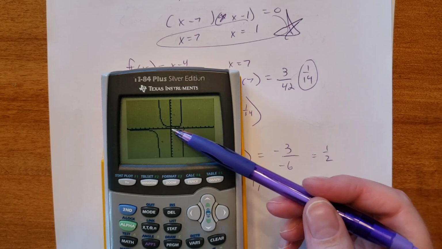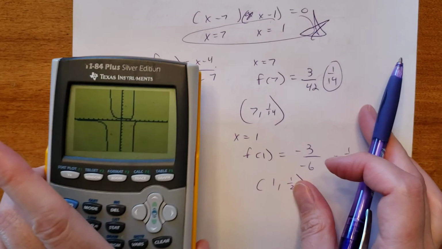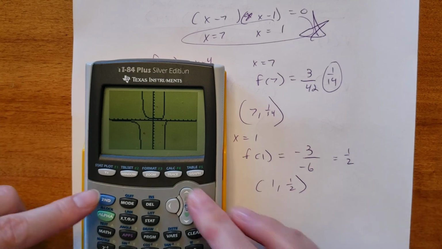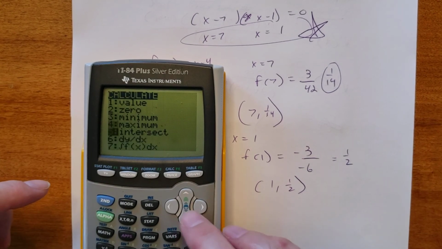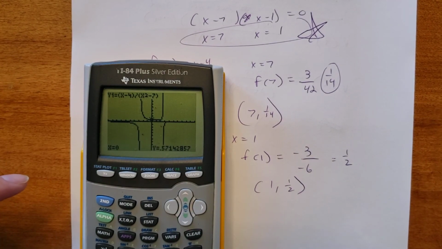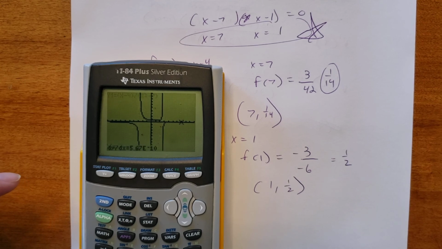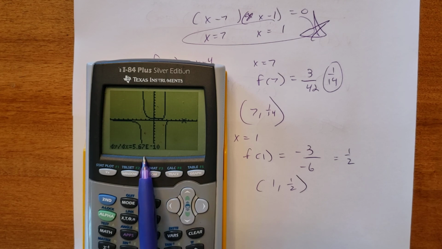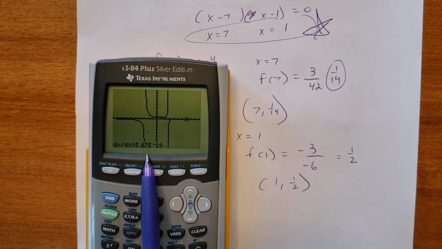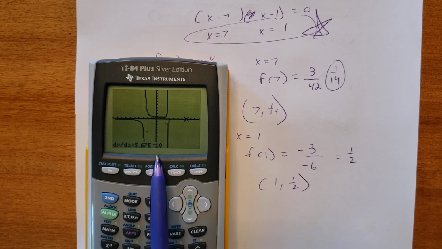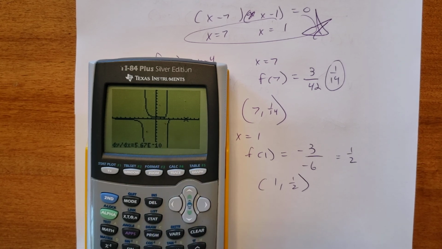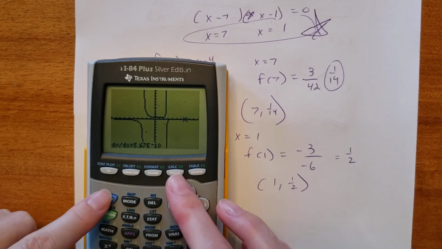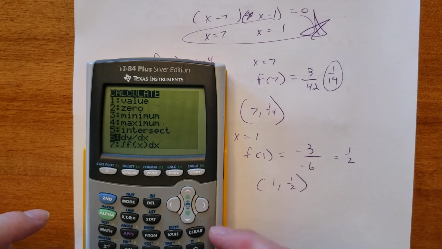So you can see it's horizontal in a couple places there. We said 7, so let's check it. Second calculate number 6. Just type in the number 7. And we do get 0. That number is super small, 5.67 times 10 to the negative 10. That's just 0. The calculator can be so evil sometimes. You guys be careful. Use your common sense.